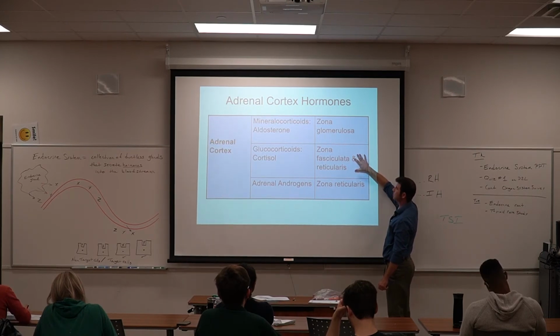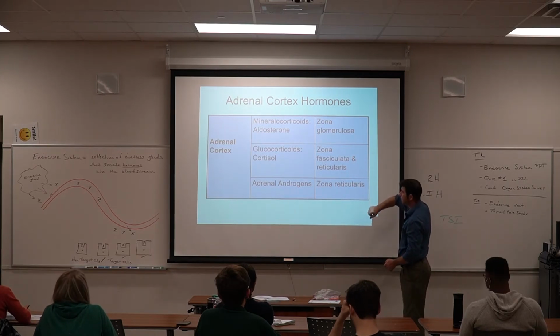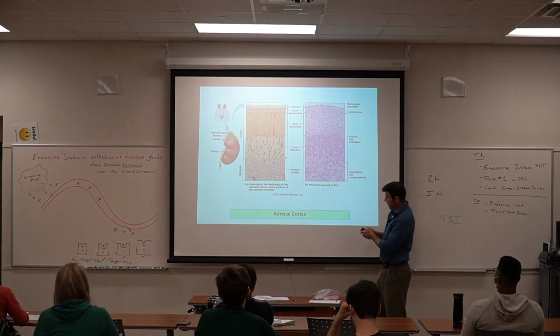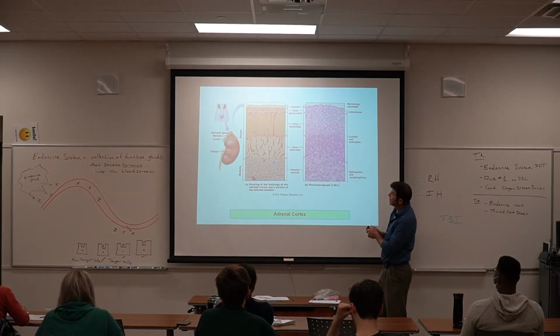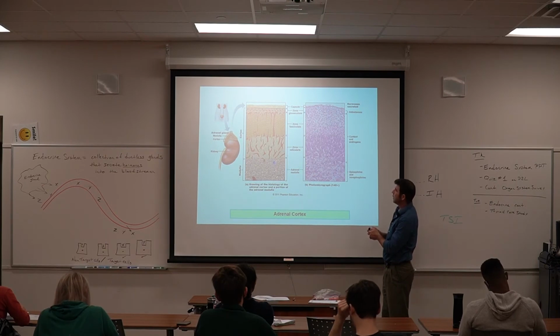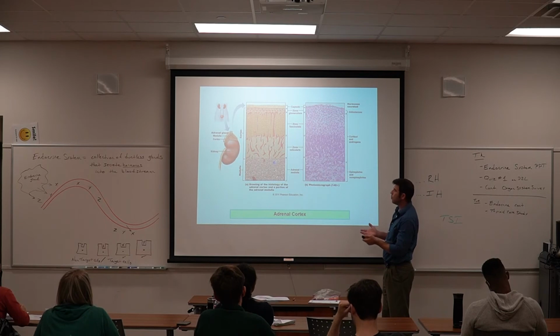These are hard to distinguish between the two, but if we go back to this sketch, here is that zona glomerulosa. I said that's very thin, it's the outermost layer. But then here we have that zona fasciculata and zona reticularis. I don't know that this is going to be very important when we have our exam, but we do need to know the cortex and the medulla, that there's a difference between the two.